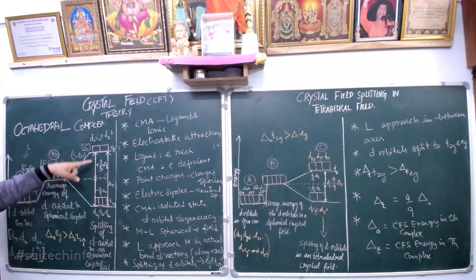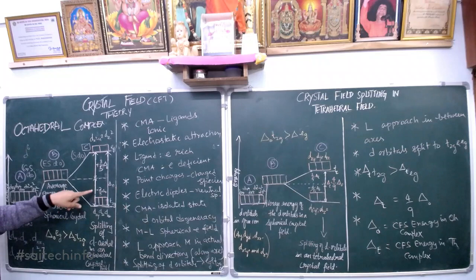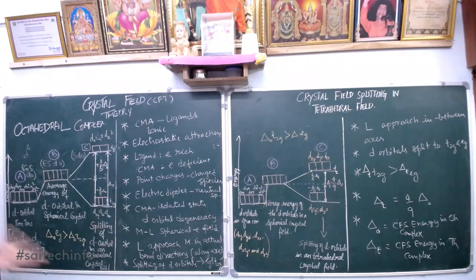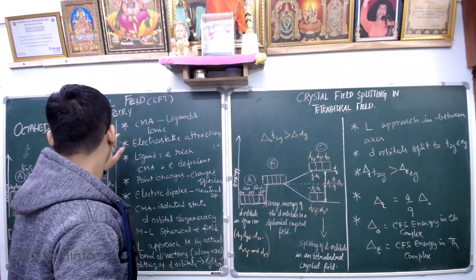The difference between Eg, plus 3 by 5 del naught, and T2G, minus 2 by 5 del naught, is given as del naught. Del naught is again nothing but the crystal field splitting energy in an octahedral complex, the difference between the Eg energy and the T2G energy. So this is 3 by 5 del naught, and this is minus 2 by 5 del naught. Final energy minus initial energy, that is excited energy minus lower energy: 3 by 5 plus 2 by 5 gives 5 by 5, which is just del naught. So that gets us over with crystal field theory in an octahedral complex.